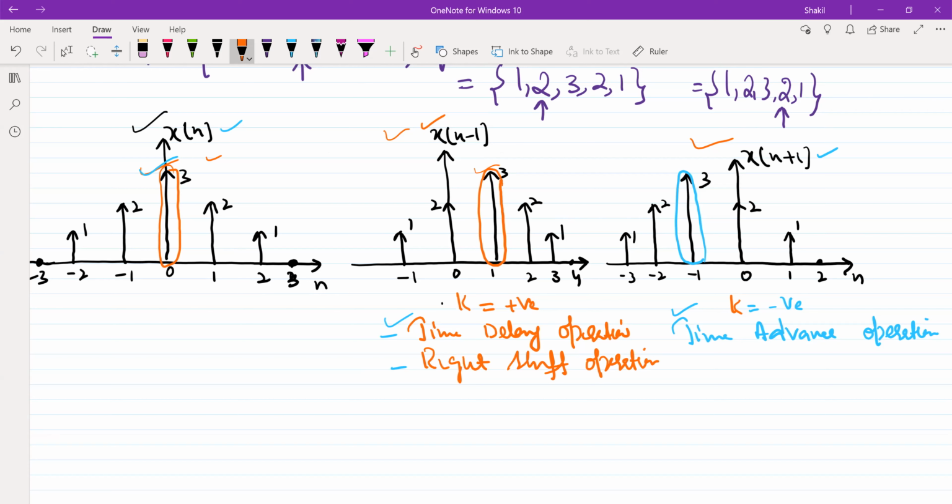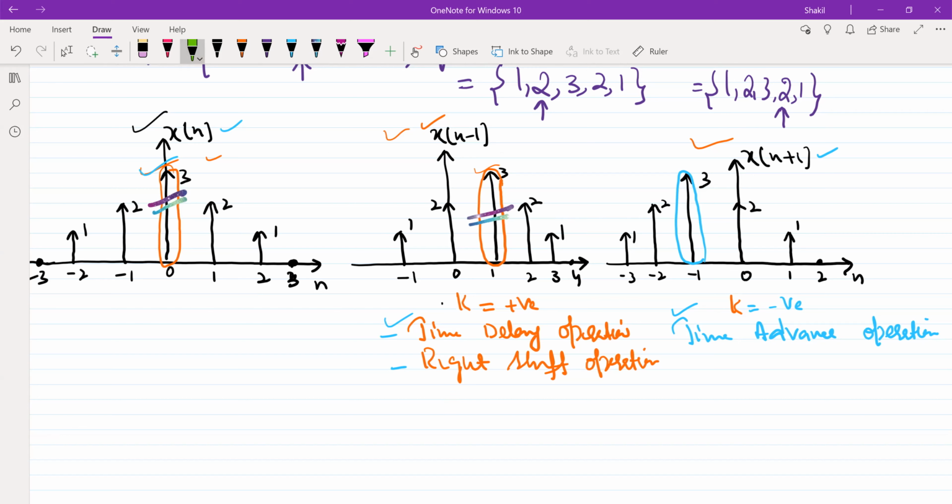See, the sequence x of n minus 1 is shifted to the right by 1 sample. How will you confirm that it is shifted to the right by 1 sample? Check again the value of this x of n when n is equal to 0. You can check that the same value arrives at n equal to 1, which means it gets shifted to the right by 1 unit. So this is a time delay operation by 1 unit of time.